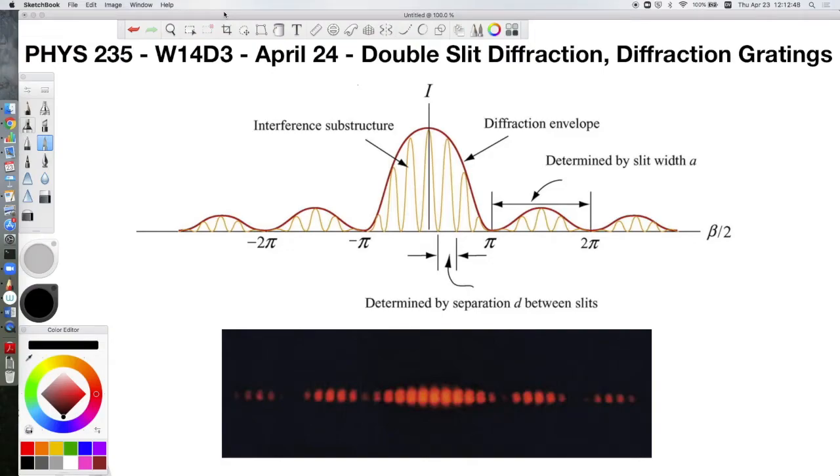Welcome, welcome to the last day of lecture material in Physics 235. This is week 14, day 3, scheduled for release on April 24th. And today we're going to be talking about double slit diffraction and diffraction gratings.